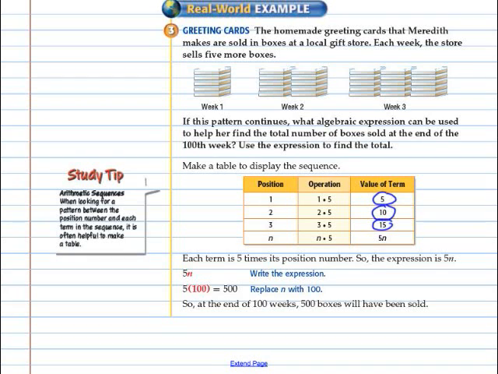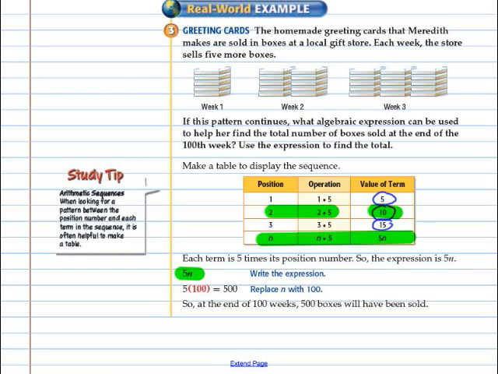So the algebraic expression that describes this, as we look horizontally here, the position times 5 gives us the value of the term. So our algebraic expression would be n times 5. Notice how we rewrite that with the coefficient of 5. We eliminate the raised dot. So the algebraic expression that describes this pattern is 5n.